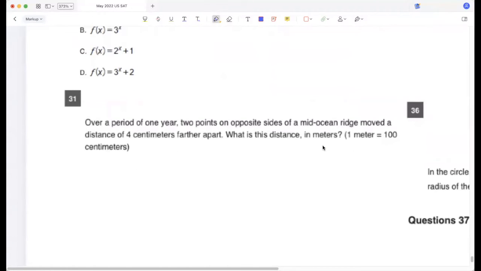Over a period of 1 year, 2 points on opposite sides of a mid-ocean ridge move the distance of 4 centimeters further apart. What is this distance in meters? So 4 centimeters is 4 by 100 meters, which is 0.04.